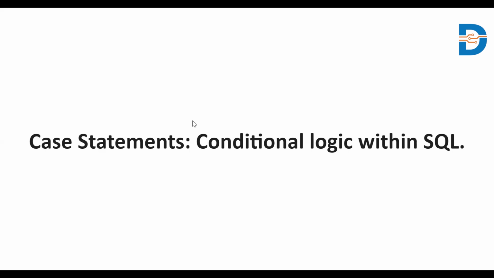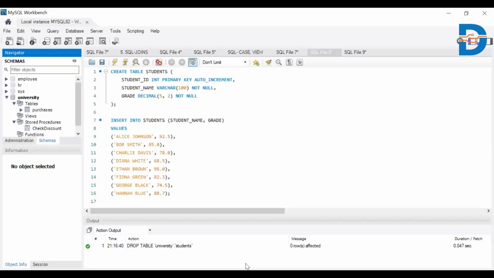So how does it work? A CASE statement is going to check each of the conditions in order, and when it finds one that is true, it is going to return the corresponding value. So here we have a students table which consists of the student ID column, student name and the grade column.